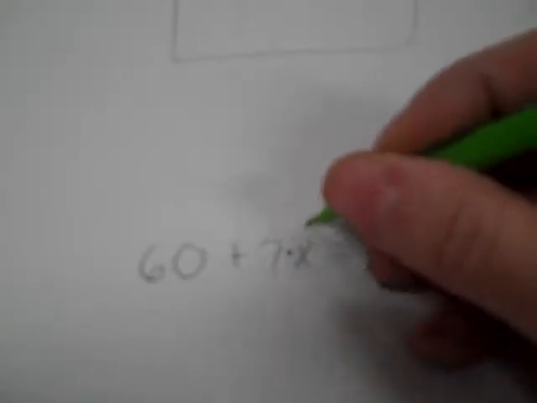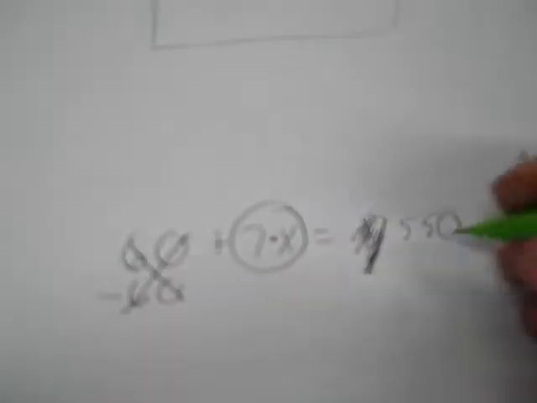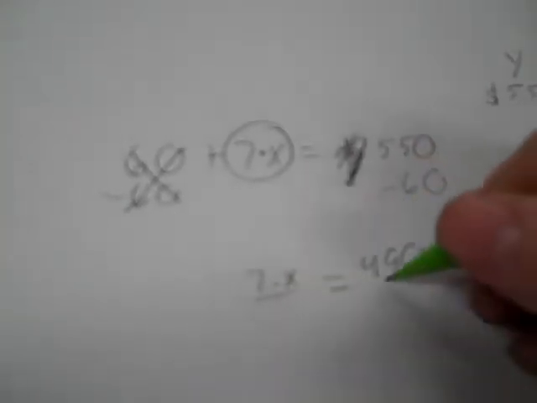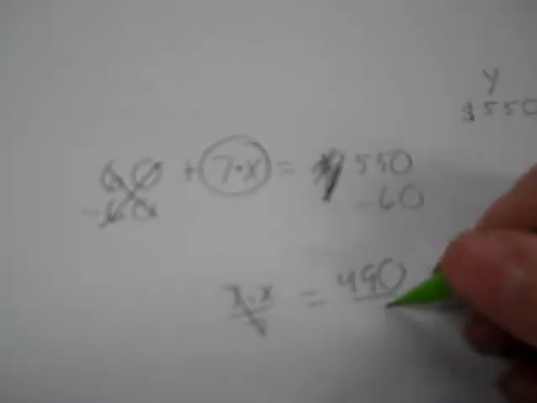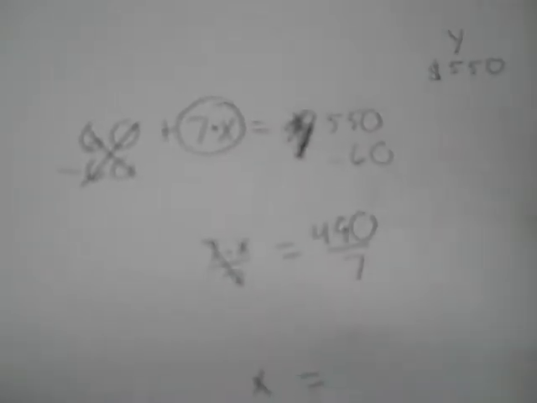Now the letter I'm left with, the x, it needs to be dotted and circled so I can solve for it. I got to get this other stuff out of here. So 60. I drop my equals. I have 7 dot x. 550 minus 60 is 490. Okay. So then I divide by 7. So 490 divided by 7 is 70.